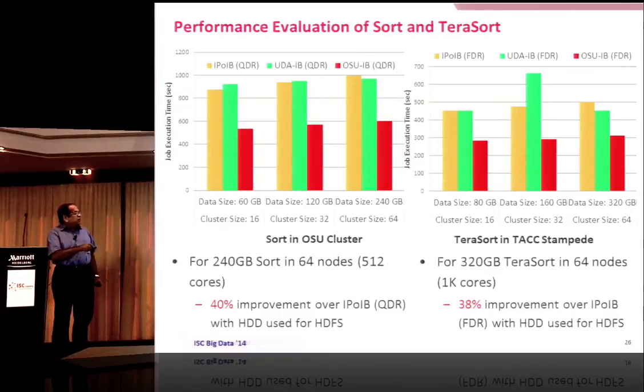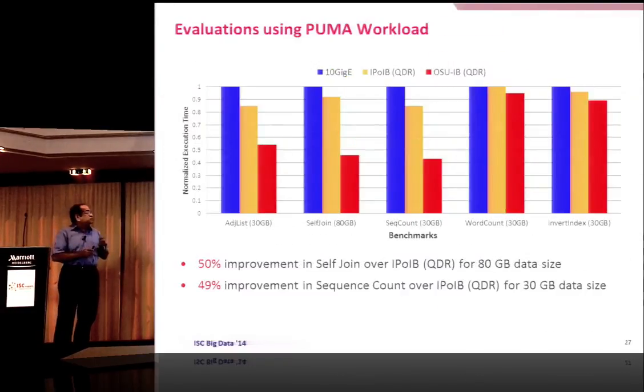And this is the Terasort on the TACC-Stampede. So again, you can see a similar kind of trend here. If you do a 240 gigabyte sort on a 512 core cluster, we see around 40% improvement here. And for the 320 gigabyte Terasort, again we see around 38% improvement.